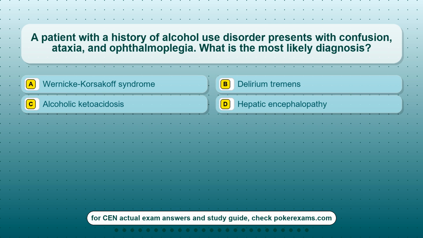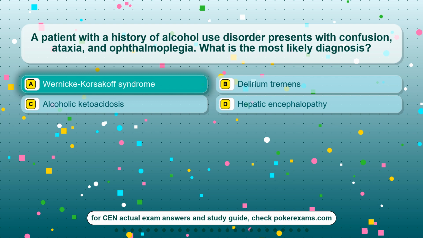Question 23. A patient with a history of alcohol use disorder presents with confusion, ataxia, and ophthalmoplegia. What is the most likely diagnosis? Option A, Wernicke-Korsakoff syndrome. Option B, delirium tremens. Option C, alcoholic ketoacidosis. Option D, hepatic encephalopathy.